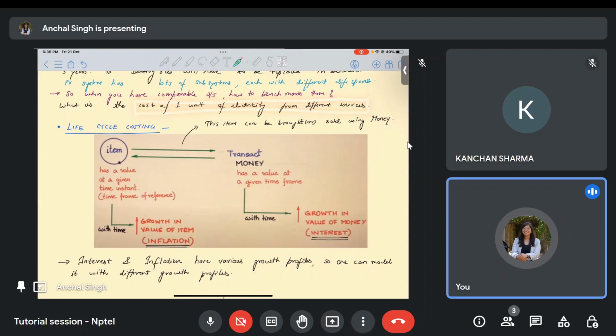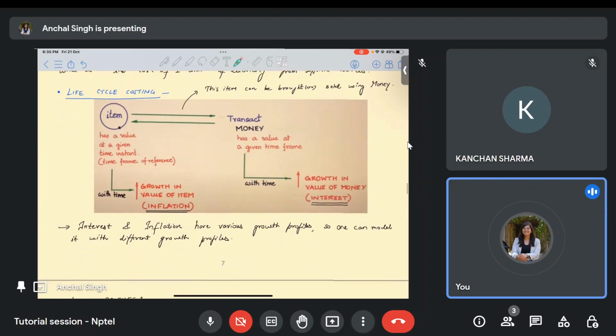That is rupees per kilowatt hour. We try to calculate what is the cost of 1 kilowatt hour of energy when generated from different sources. So that cost is compared across different sources, and then we finalize which source we are going to use. That process of calculation is called life cycle costing calculation. So when we calculate the cost of 1 kilowatt hour of energy from a particular source, we call that calculation life cycle costing.